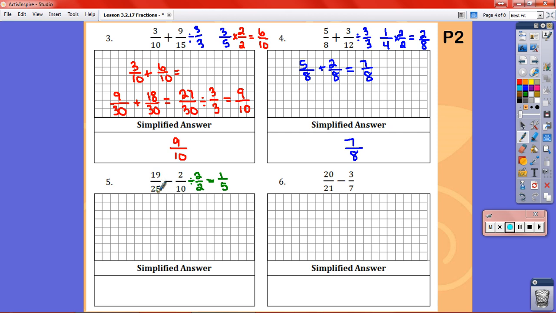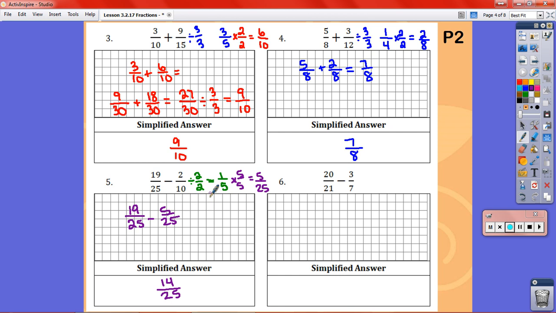Now I still need 25ths. So 5 times 5 makes 25. And then 1 times 5 is 5, and 5 times 5 is 25, so I get 5 25ths. And 19 25ths minus 5 25ths is equal to 14 25ths.